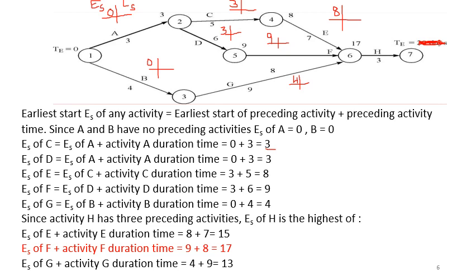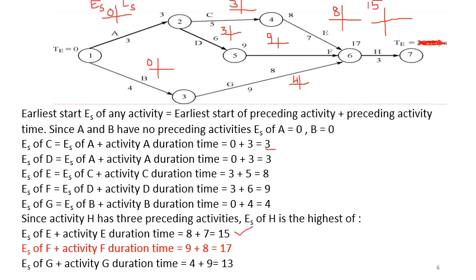So if I consider H, and I consider E as the preceding activity, the earliest start of E is 8, plus 7, I will have a value of 8 plus 7, that is 15. This value.